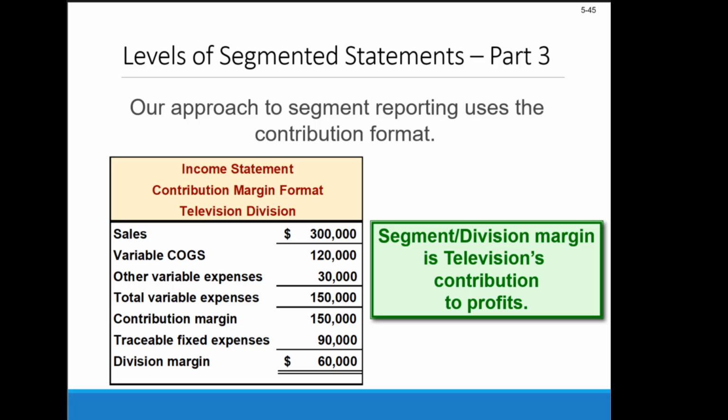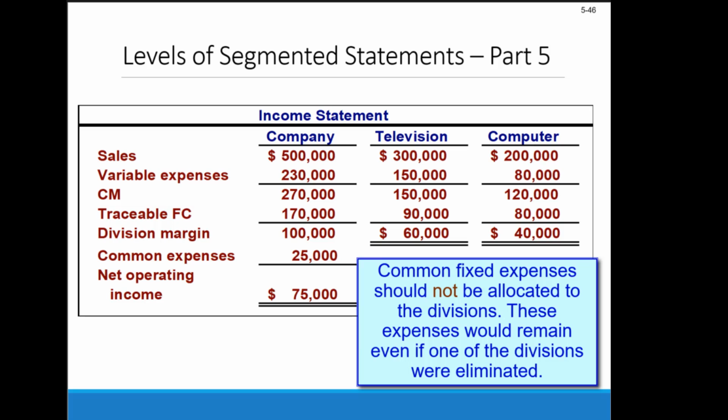Contribution margin of $150 minus those traceable fixed of $90. So we're saying that the TV division contributes, if you will, $60,000 in segment margin to the company's overall bottom line. We also had that computer segment, so if we slap those in here real quick, let's say that had contribution margin of $120, traceable fixed of $80, and then a division margin of $40. So again, it's contributing something positive to the company's overall bottom line.